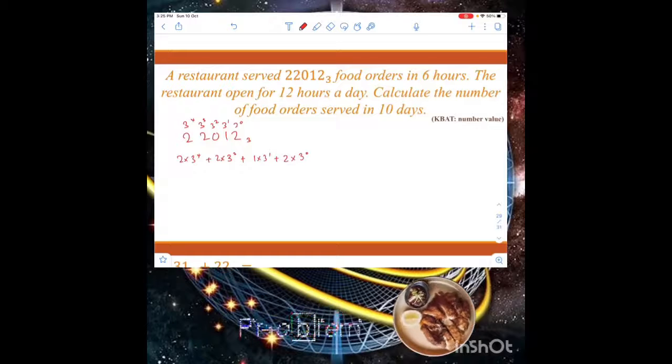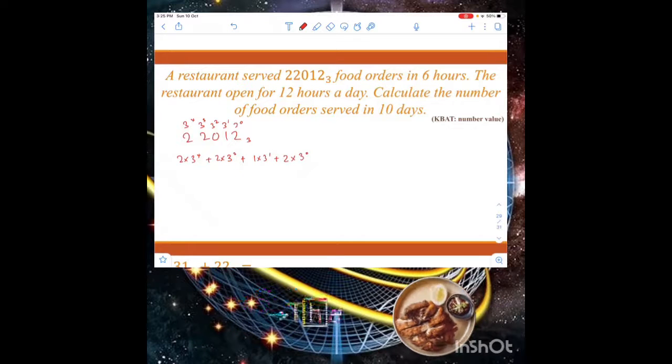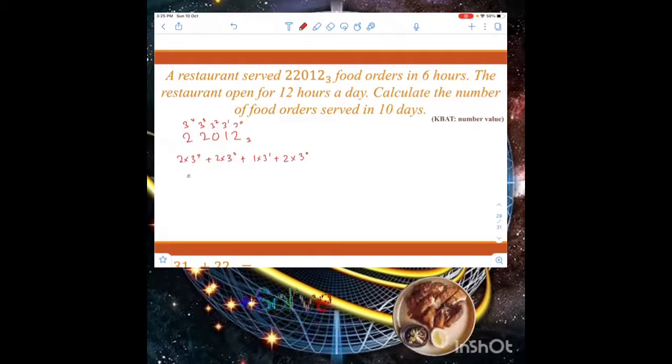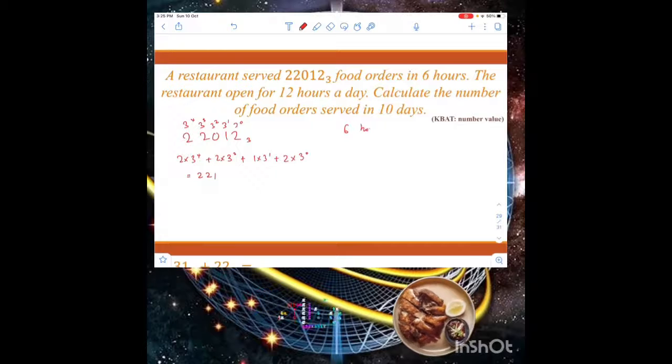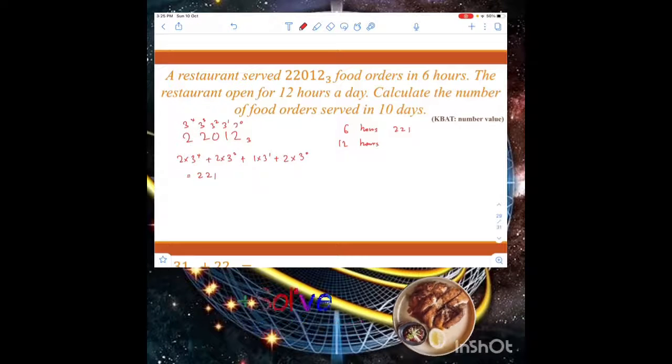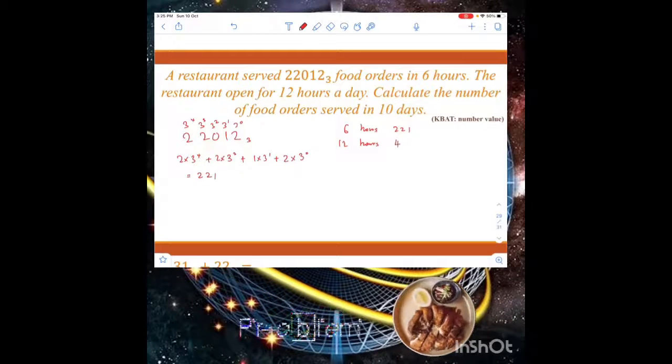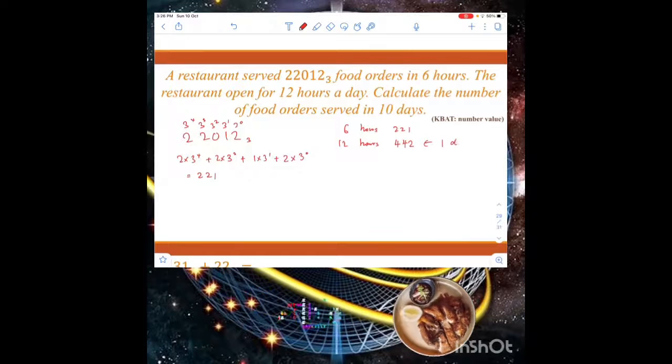We still need to multiply 2 with 3 to the power of 0, because 3 to the power of 0 is 1. Alright, so by using your calculator, you will get the answer: 221 food in 6 hours. So 1 day is 12 hours. How many food are you going to serve? 442 food in 1 day.